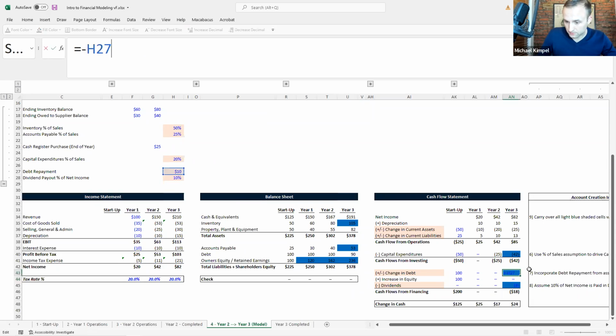Change in debt. Yep, absolutely. Someone's asking about change in debt. I should really make that a black font as well. Change in debt is just literally, we assume there was a debt repayment. We're just linking to it and it's a negative. There's a few comments I want to make about this, but that one's just a link.